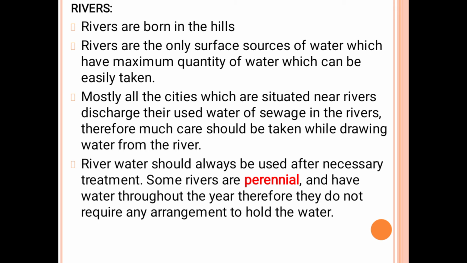Normally, rivers are of two types: one is perennial rivers and another one is non-perennial rivers. Perennial rivers means water is flowing throughout the year. That type of river is called a perennial river. In non-perennial rivers, water is available only in the rainy season. Suppose it is a non-perennial river, then some arrangement is constructed to hold the water.